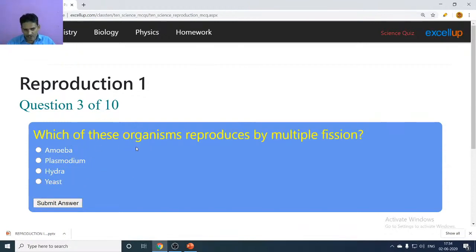Next, which of these organisms reproduces by multiple fission? Here amoeba, plasmodium, hydra, yeast is given. So please select the right option. Yes, A is the correct answer. Amoeba. When the conditions are not favorable, it undergoes multiple fission.